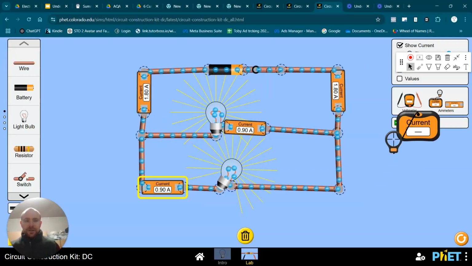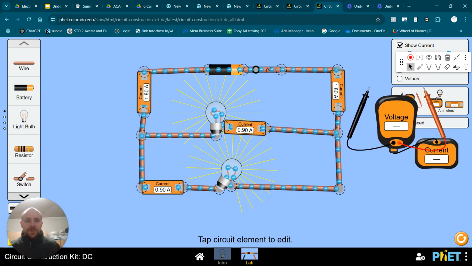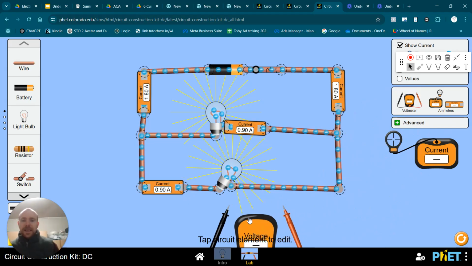So with the current, it's fairly straightforward. You can kind of make sense. You can see that flow, just as I've talked about a lot, the idea of a river: whatever's going into that junction of a river is going to be coming out. Potential difference potentially causes a little bit more difficulty when it comes to parallel circuits.